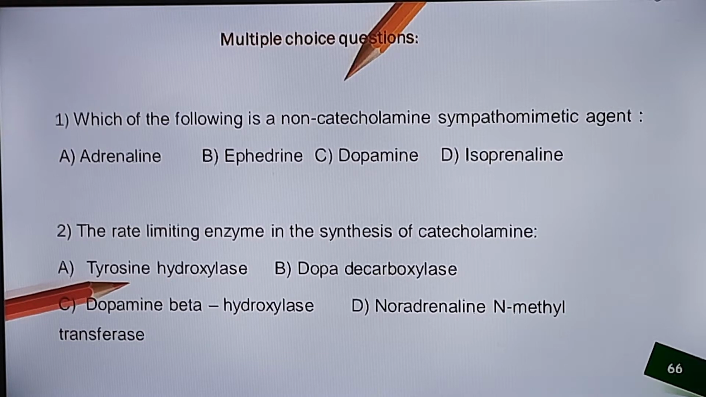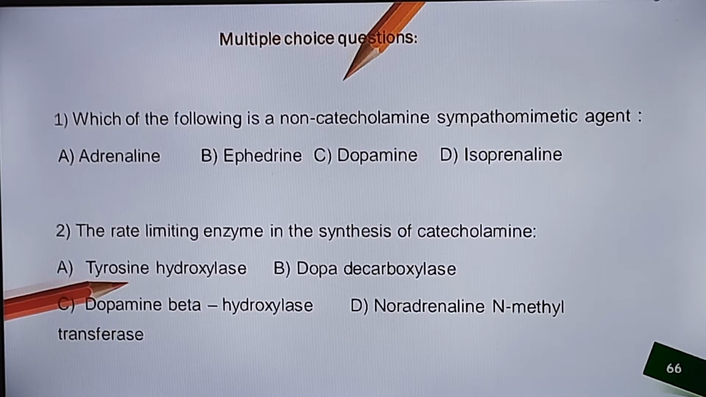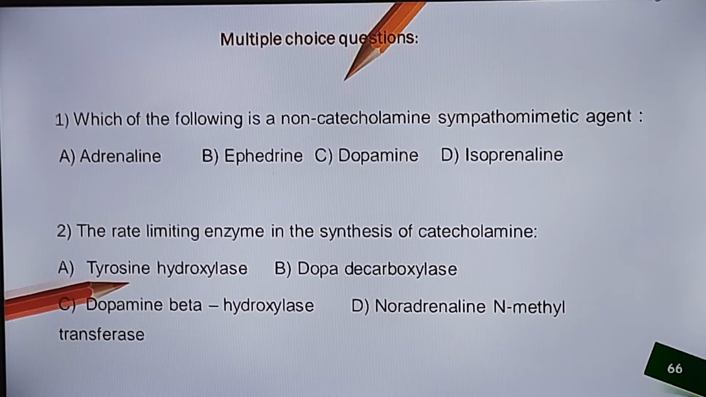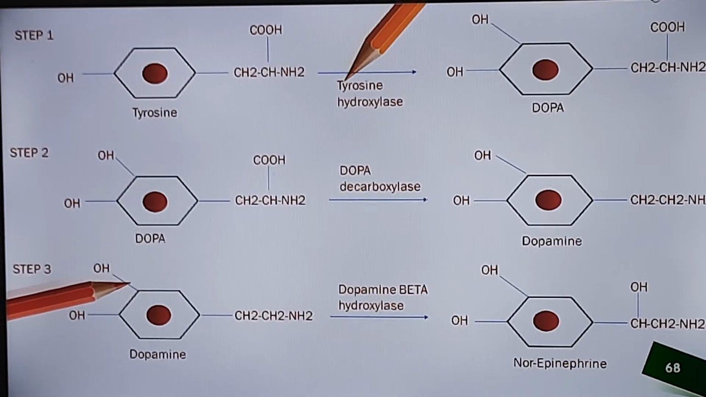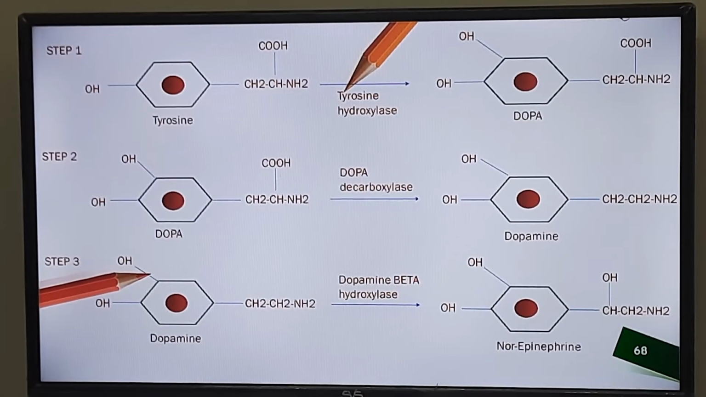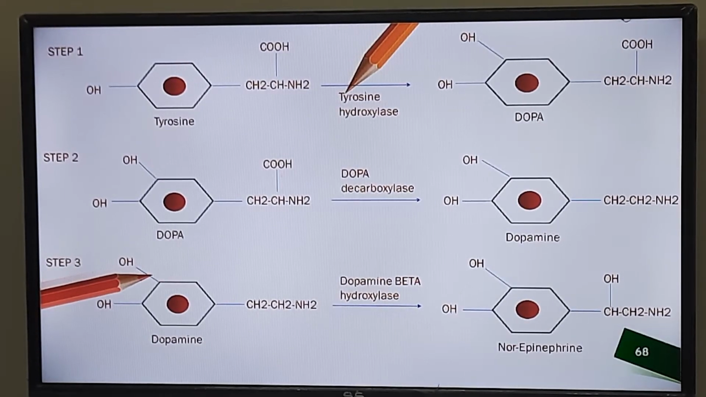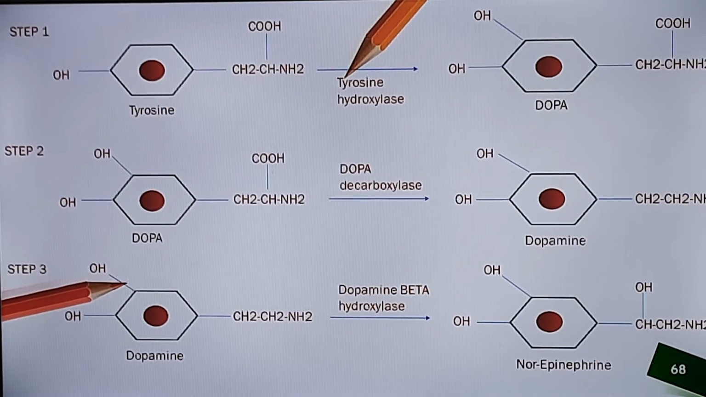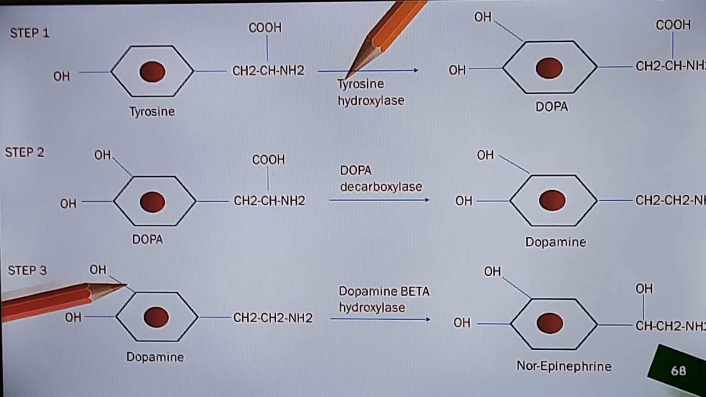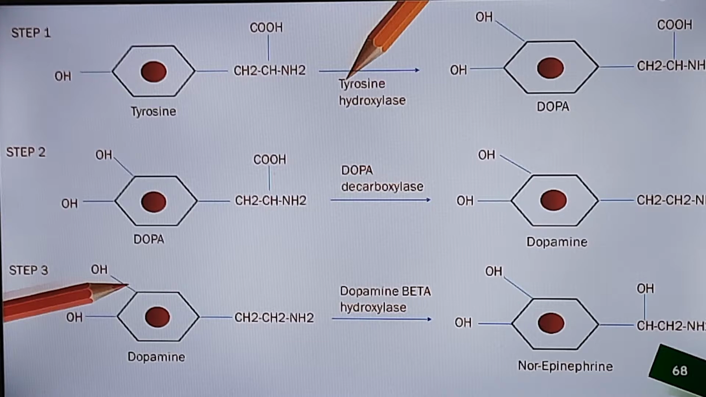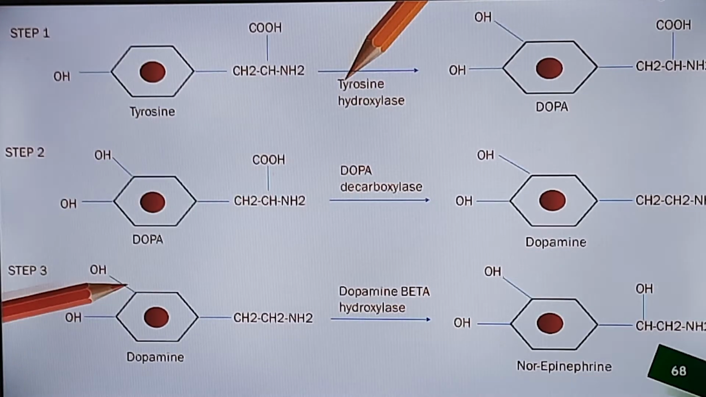Now let's move on to our next question. The rate limiting enzyme in the synthesis of catecholamine. Now for this we need to understand कि नॉरएपिनेफ्रिन बनता कैसे है. In our basic video lecture हमने देखा था कि जो tyrosine है with the help of tyrosine transporter will enter into our nerve ending, and nerve ending में enter होने के बाद it will be acted upon by a very important enzyme, and the name of that enzyme is tyrosine hydroxylase.